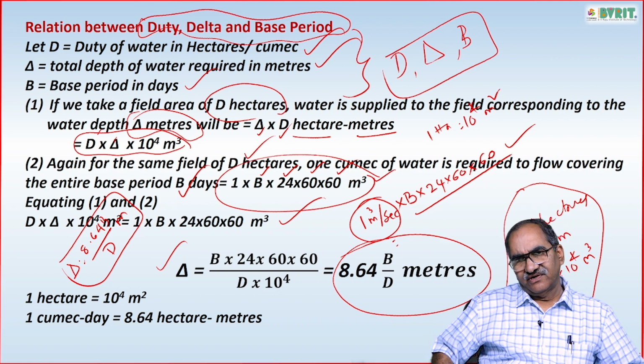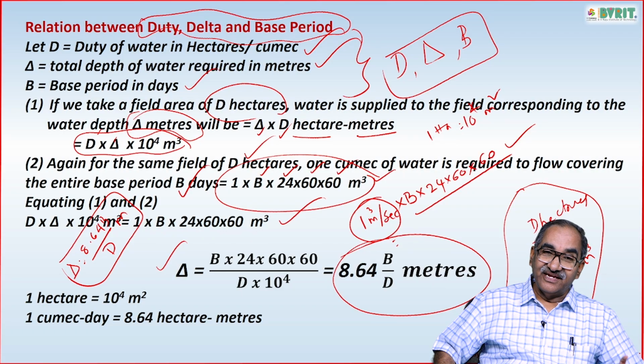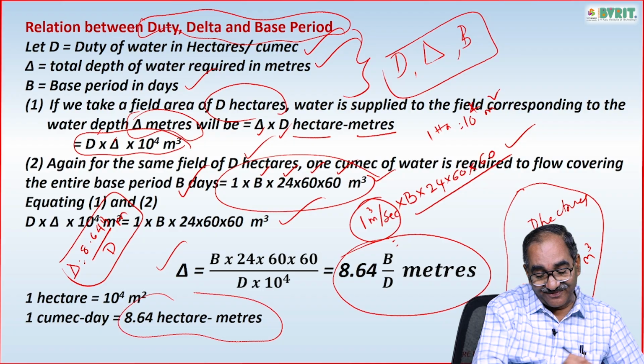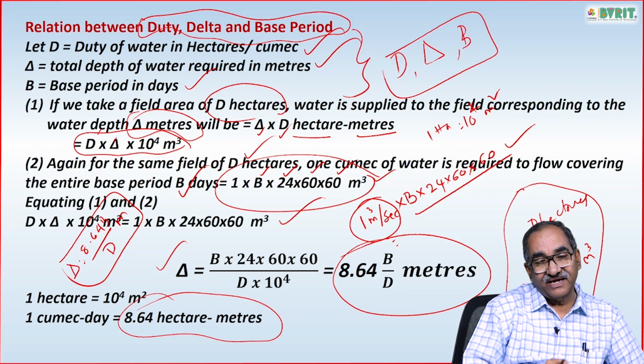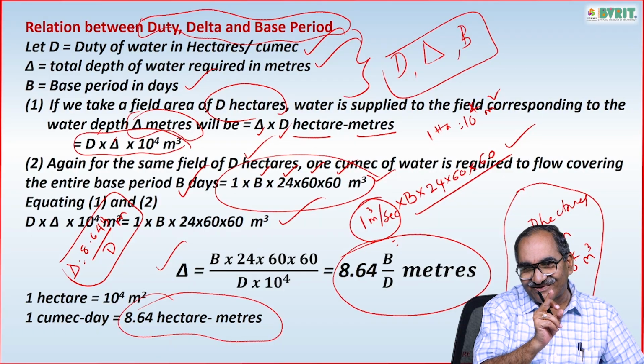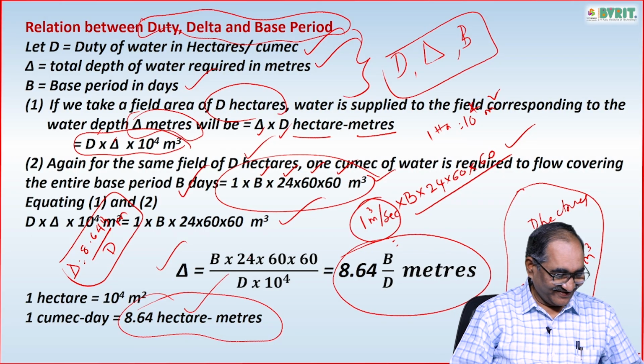1 hectare is equal to 10 to the power of 4 meter square, and 1 cubic day is nothing but 8.64 hectare meters actually. So 1 cubic day, you want 1 cubic per 1 day. So 1 meter cube per second into 1 day. If you do it, this is what you are going to get.